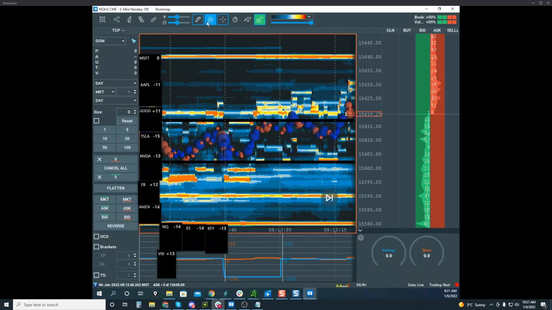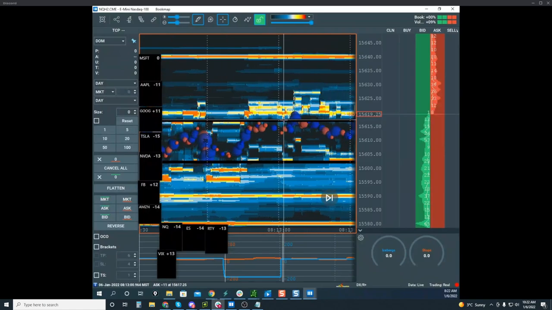So again, for your newer peeps on here, you want to go to your little cross here, and you want to just judge where the spike came in and incorporate all the prices from across where the spike began until it ended. And that's what this is basically.